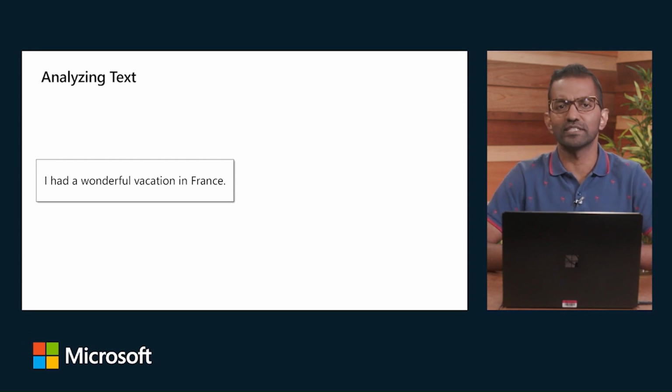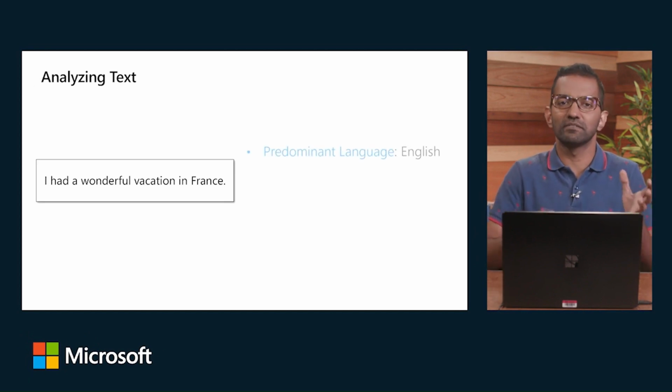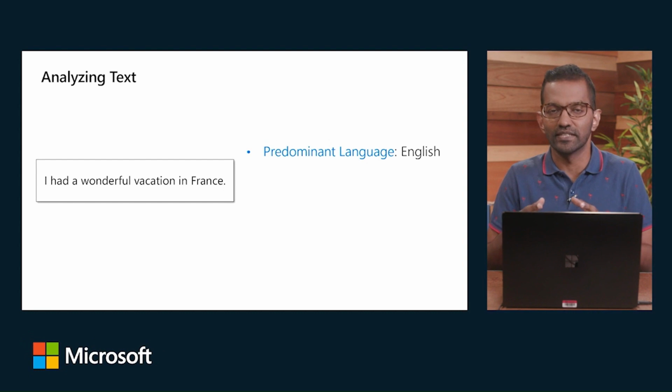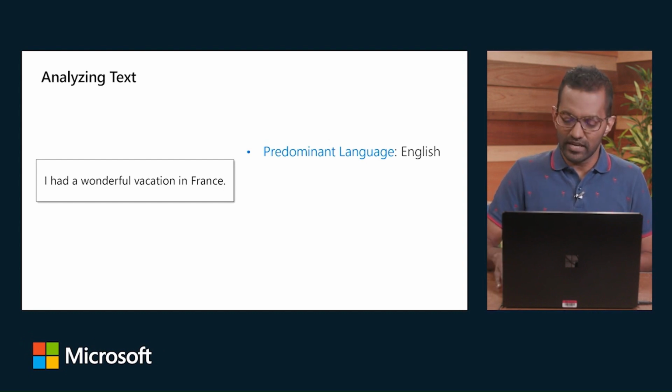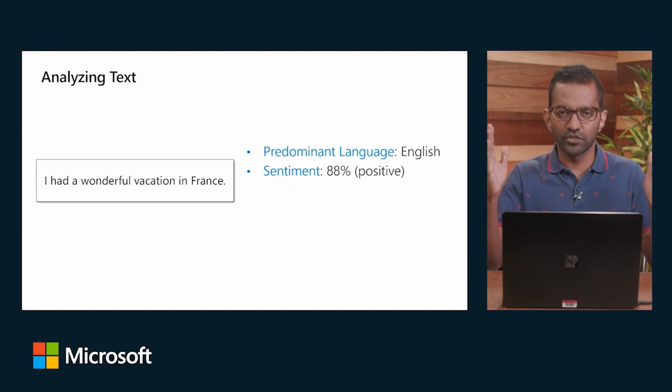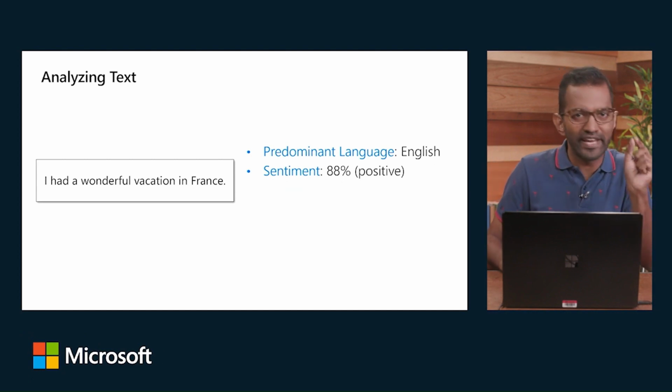Suppose you can use text analytics to analyze the text on the screen. I had a wonderful vacation in France. Generally quite positive, but let's see how it would get analyzed. So the first thing that will be analyzed is the language. The service determines the language that the text is written in, so it has high confidence that it is written in English. Next, we are able to get the sentiment of the text. In this case, it was largely positive, 88% positivity. So on a scale of 0 to 1, it would fall at 0.88.